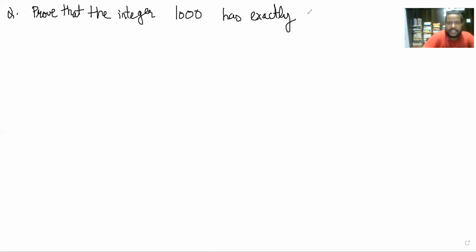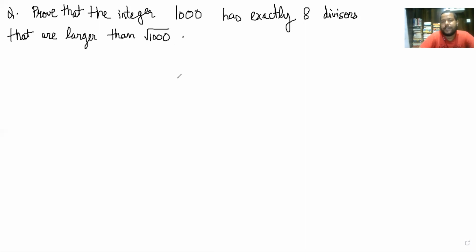The question is: prove that the integer 1000 has exactly 8 divisors that are larger than root 1000. You have to prove this statement. Now root 1000 is basically 10 root 10, so that is almost 31.62. So our job is to find out how many divisors of 1000 are larger than 32, right?